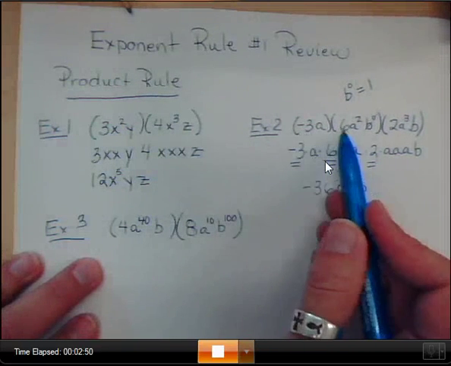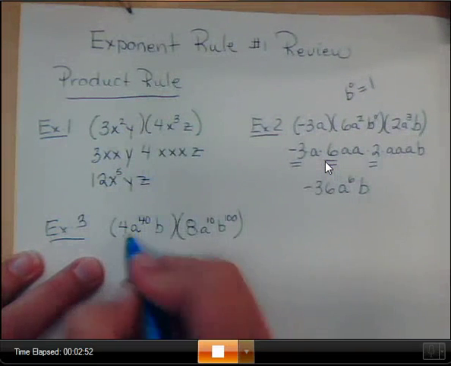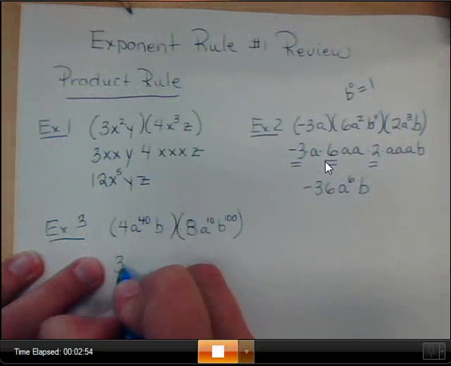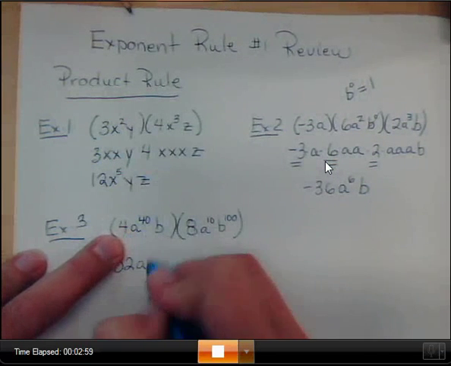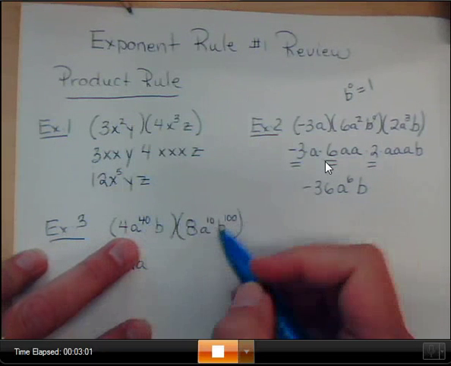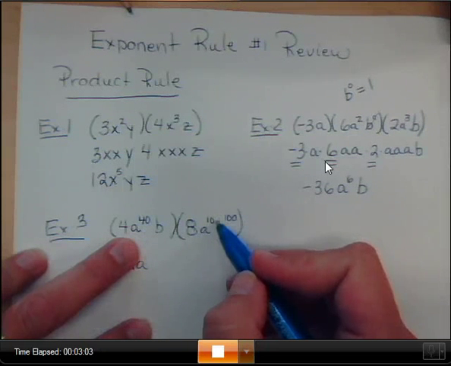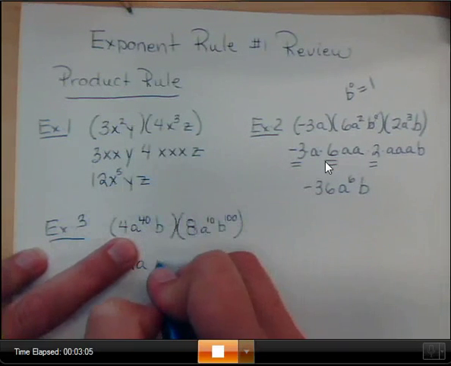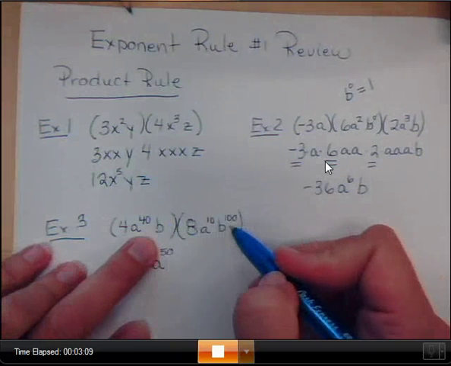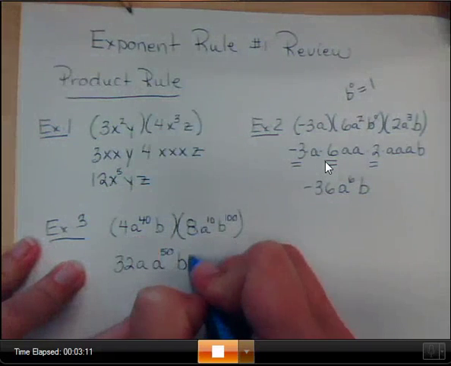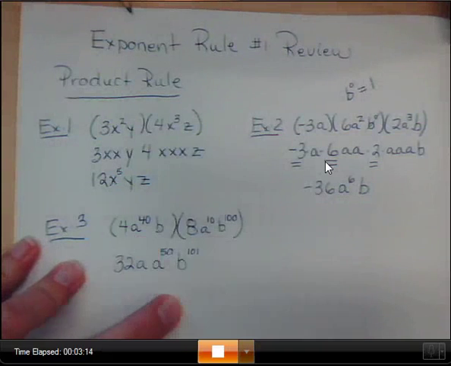In the last one, we multiplied all the numbers. So 4 times 8 gives us 32. We're multiplying those coefficients. Now let's think about, if I wrote out 40 a's and I wrote out another 10 a's, that would give me a total of 50 a's. And I have 1 b and then 100 b's, so that would give me b to the 101.